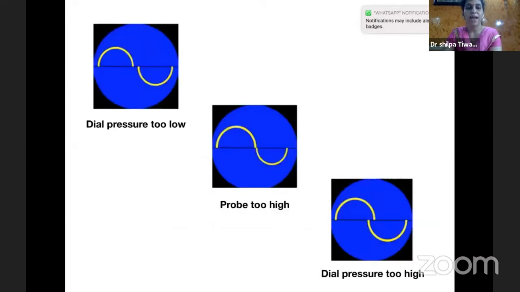Now, the dial pressure. In the first picture, it's showing the dial pressure is low. The inner edges of the rings should be adjusted so that they just touch each other. In the third picture, as we see, the dial pressure is too high, so we should reduce the dial pressure. In the middle picture, the position of the probe is too high, so we should adjust accordingly.